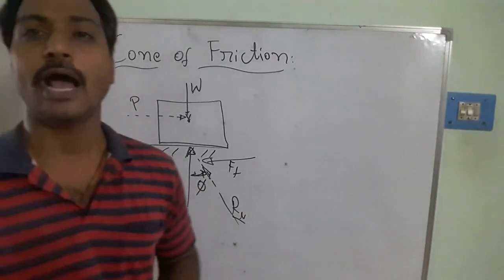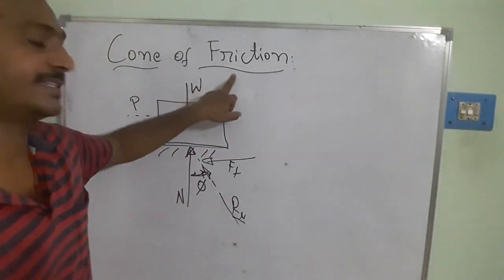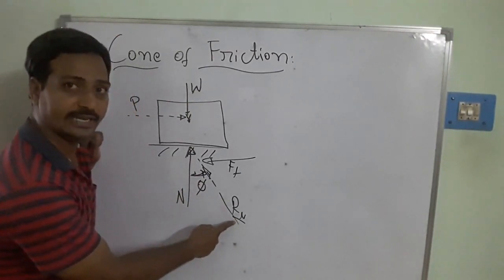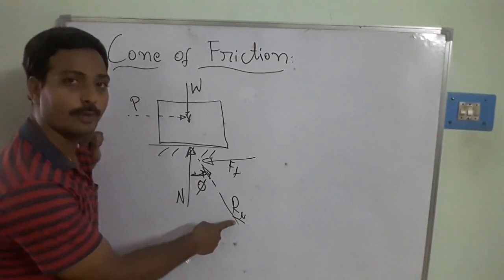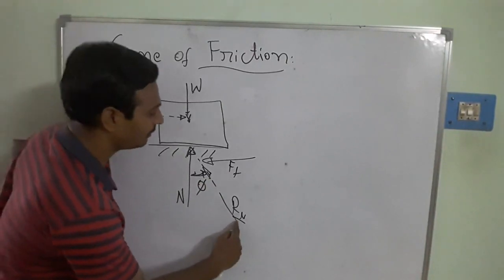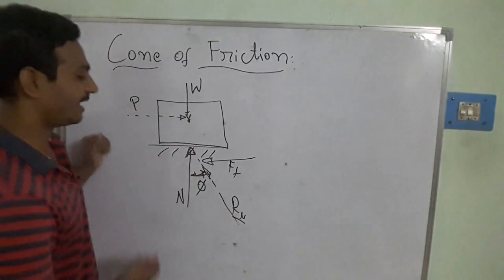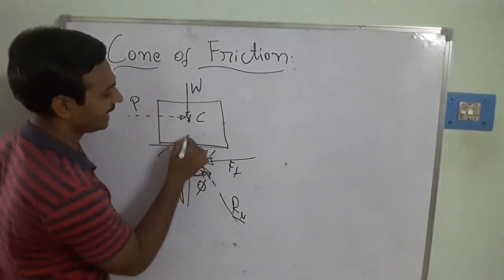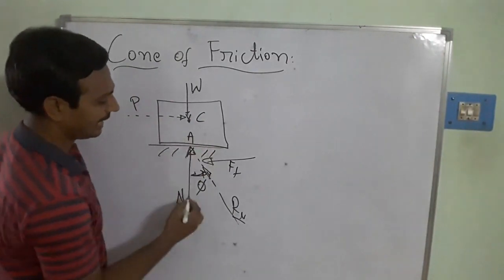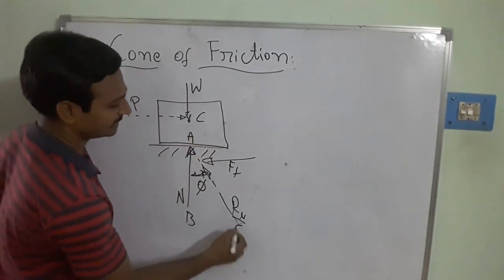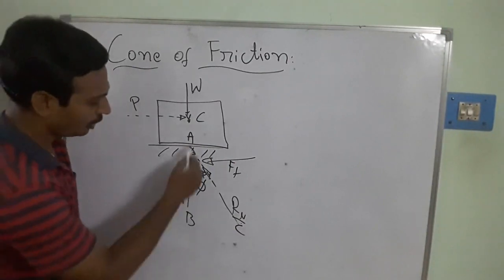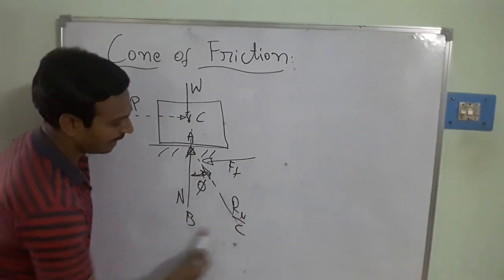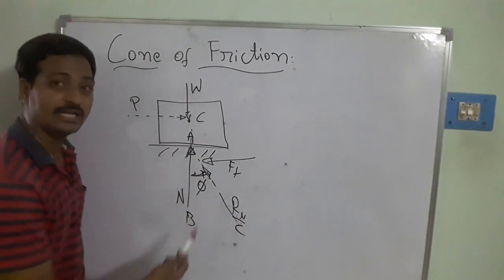So I need to find out the cone of friction in this case. I am replacing N and F with their resultant component. Then I rotate it about this axis. Suppose this point is the center point C, this is the point A, this is B, and this is C. I take AB and make AC rotate about this part through 360 degrees.